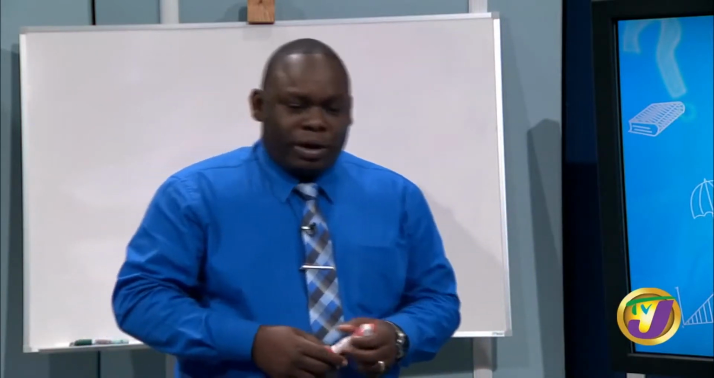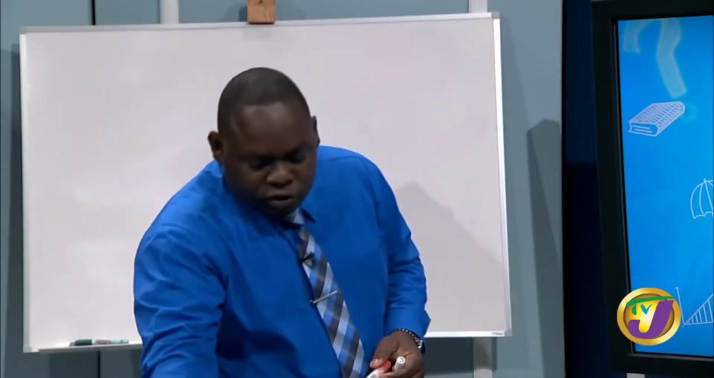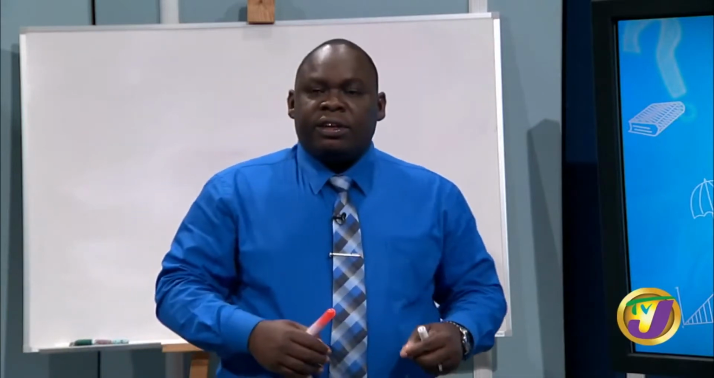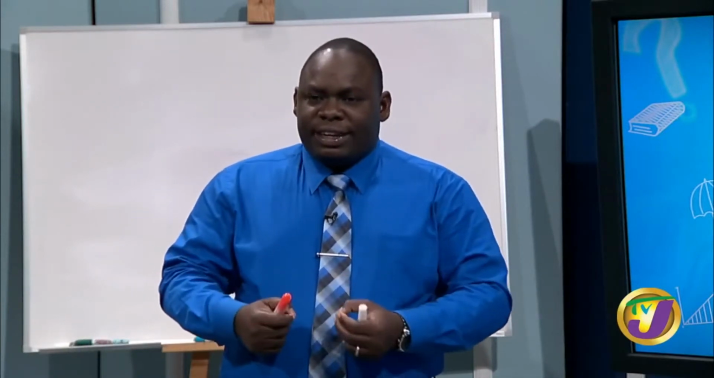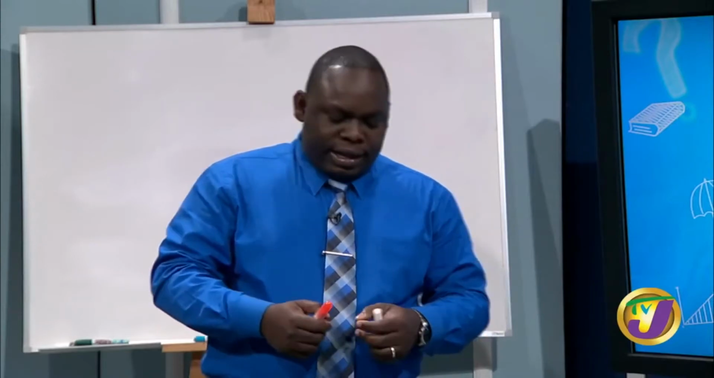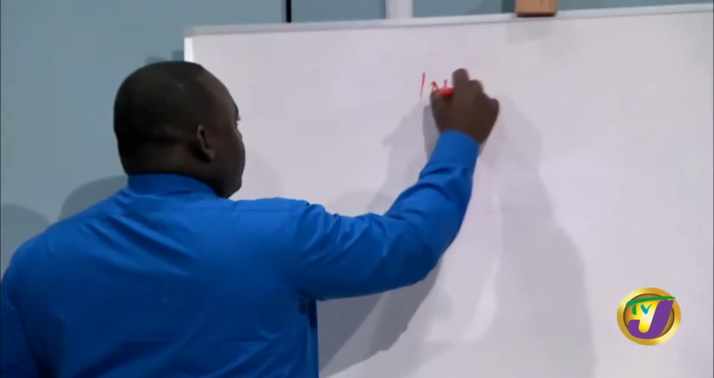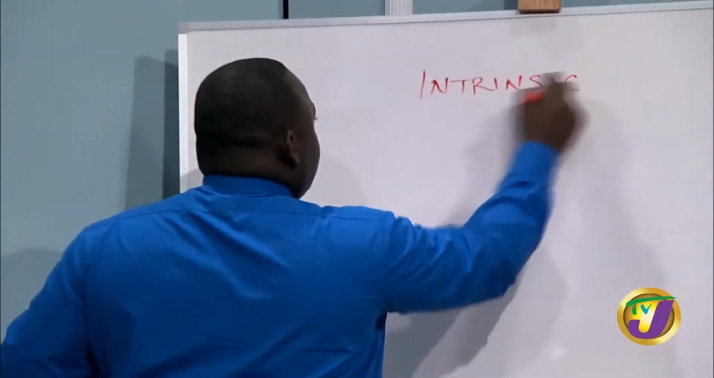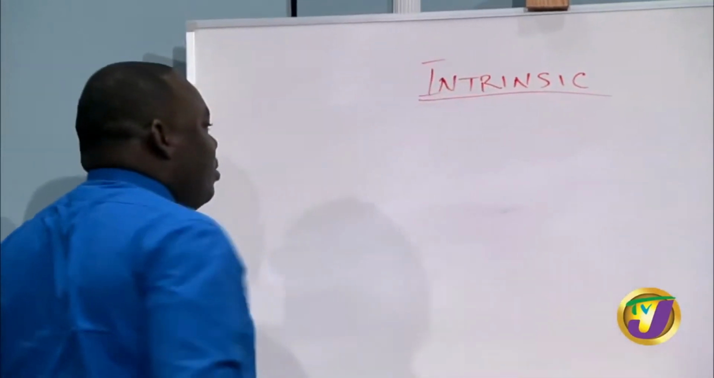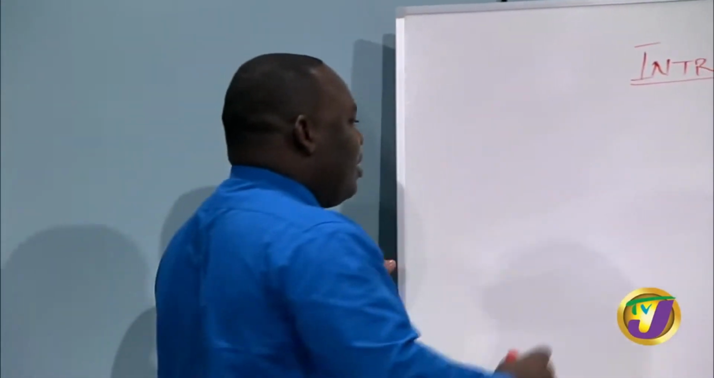Now what we're going to be doing is moving to our board, and we're going to be drawing our first intrinsic semiconductor material. Let us see if we can carry out that activity together. Let us draw our intrinsic semiconductor material. That is what we're going to be doing.